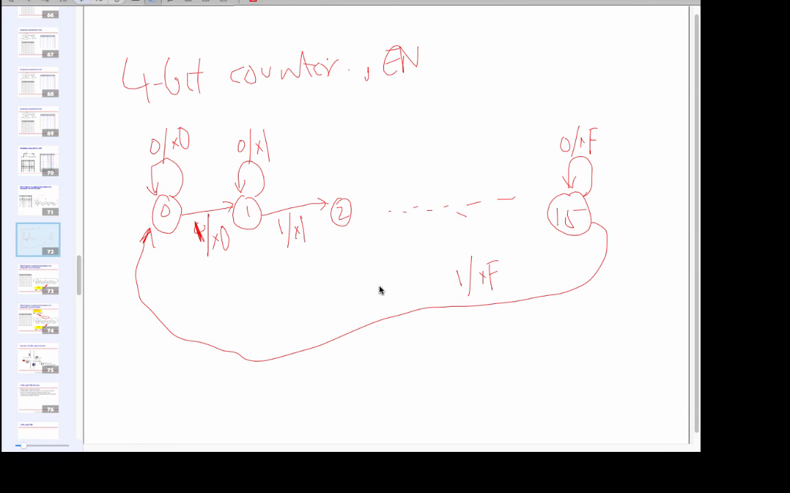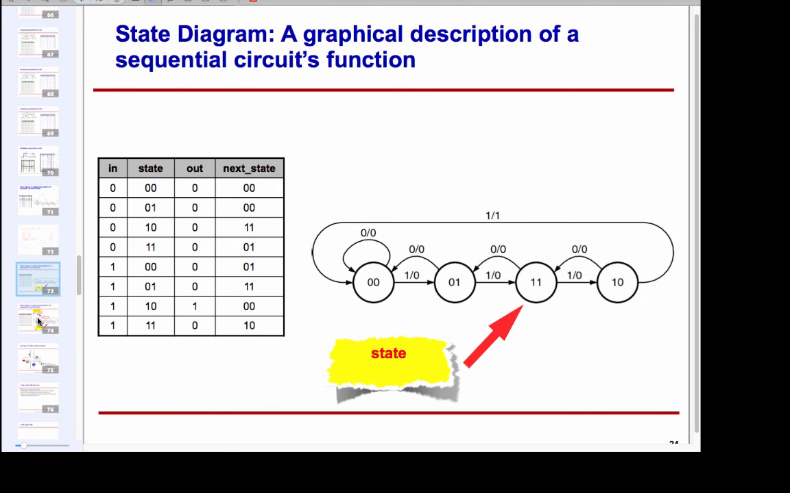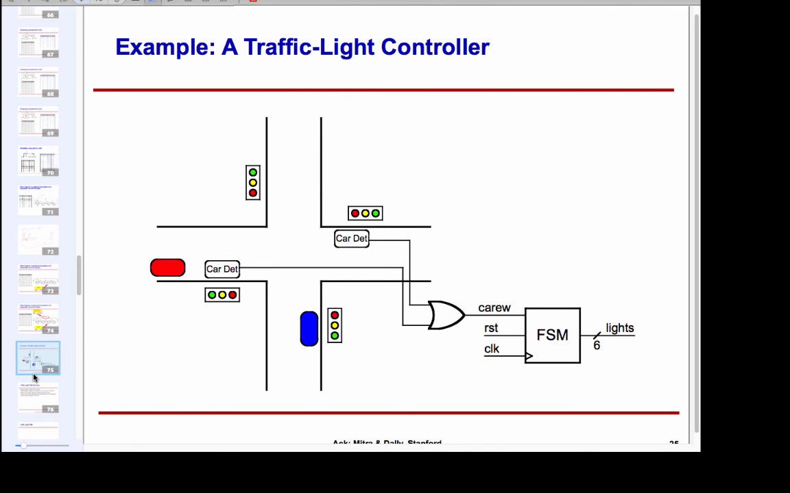Well, is this Mealy or Moore? This is Moore, because on every state you can see that both the outgoing edges have the same output. And that was also clear from the diagram of the counter. The output value of the counter was nothing but the output of my state register itself. So that was a giveaway too. So let's see an example.